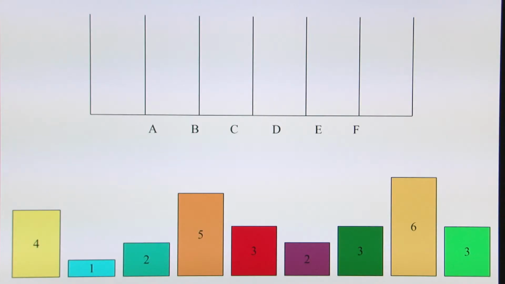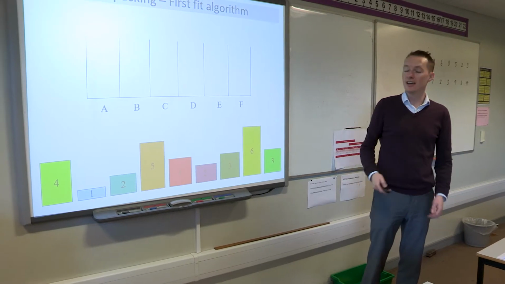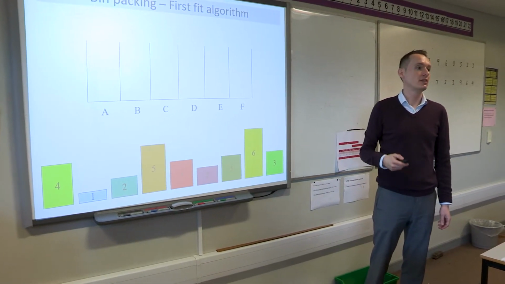I've got some bins, as you can see here, labelled A up to F, and each of those bins has a capacity of 6. Now I've got some rectangular objects that I'm going to insert into the bins, and what I want to do, ideally, is pack as efficiently as possible, so avoid wasted space. I'm going to take each of my objects in turn and place them in the first bin that has space for it.